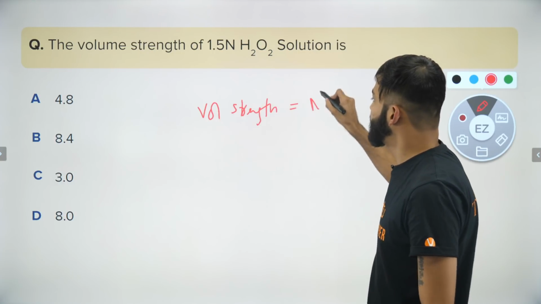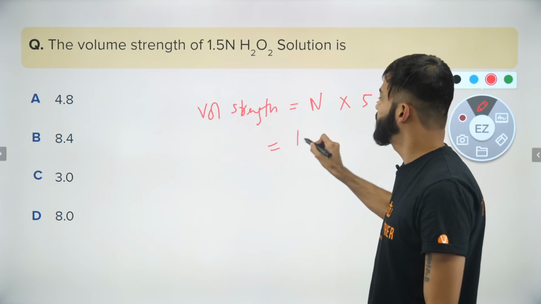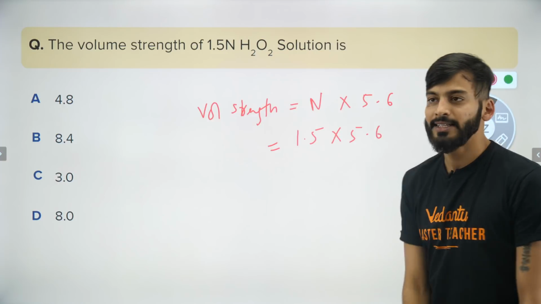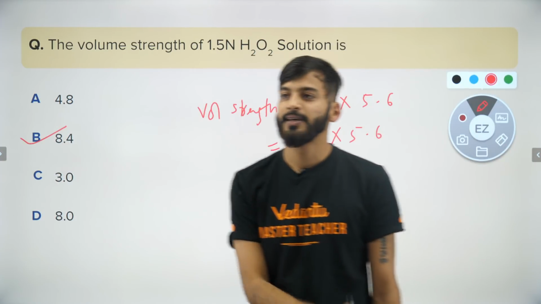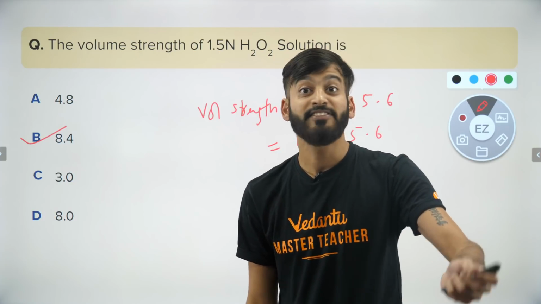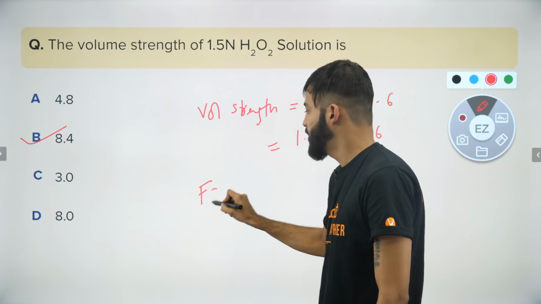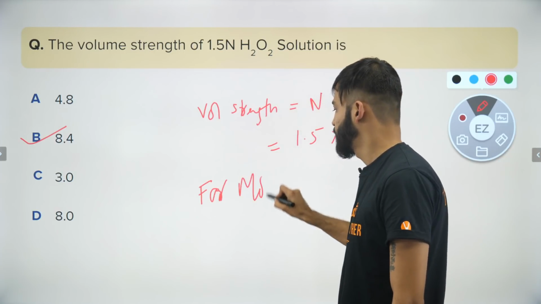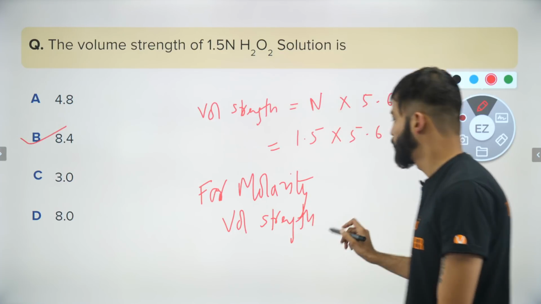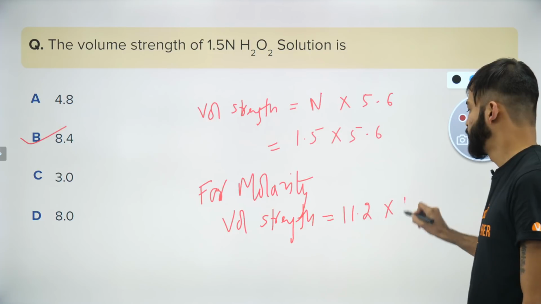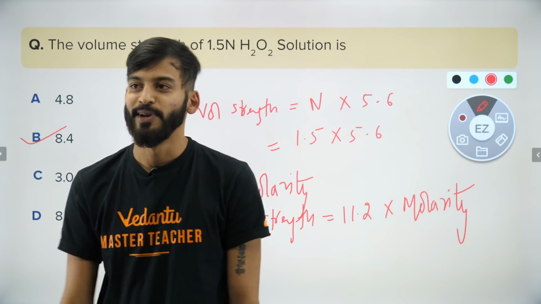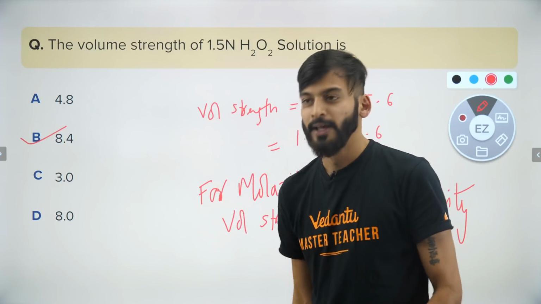is equal to normality into 5.6. What is the normality given to you? 1.5. Sorry, 5.6. So what will be the answer, बच्चा? B. Simple formula लगाना है. Volume strength is equal to normality into 5.6. If they would have asked molarity, for molarity what we would have done? For molarity, the volume strength would have become 11.2 into molarity. I hope it is clear. ठीक है? Very nice. Moving on.